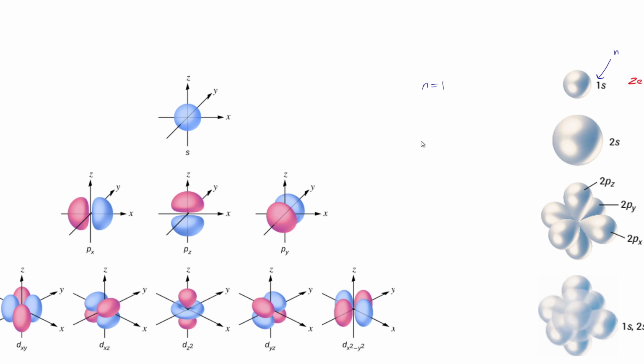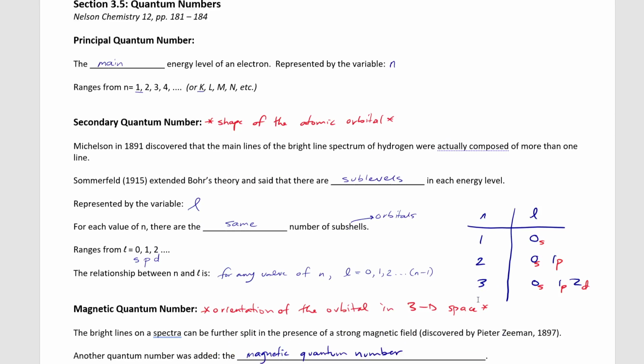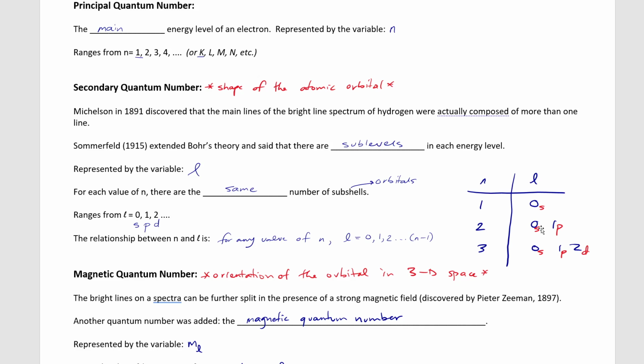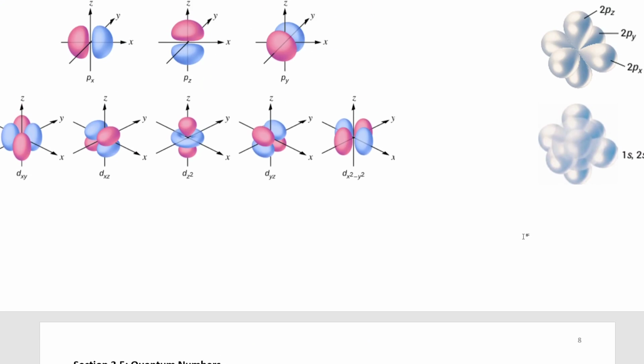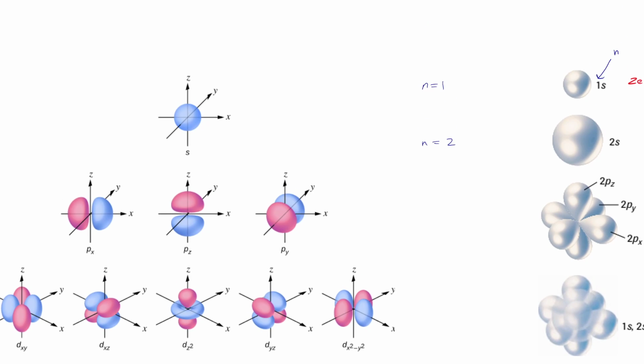In the second energy level, we have 2 possible orbitals. If you refer to our notes right here, we have the s orbital and the p orbital. Remember that there are 3 orientations of the p orbital. So we have the s orbital here that can fit 2 electrons, but then the pz orbital can fit 2 electrons, the py orbital can fit 2 electrons, and the px orbital can fit 2 electrons. So altogether, this makes 8 electrons.